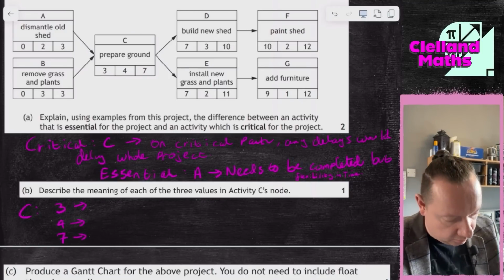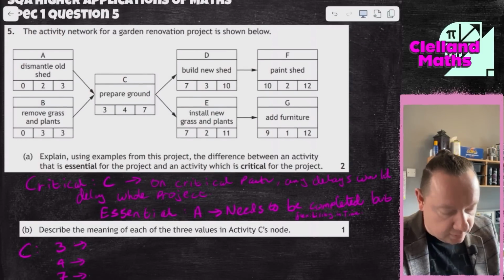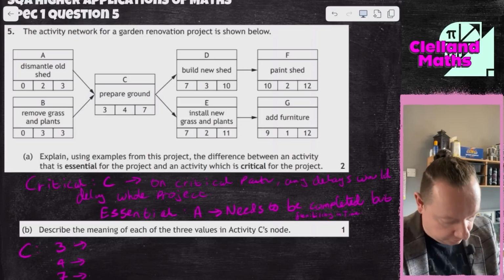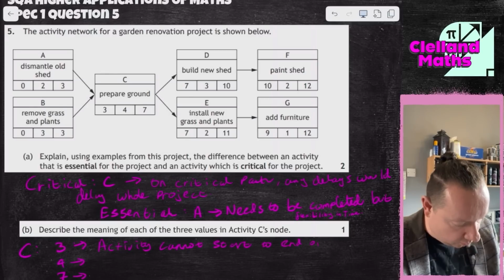So what does that mean? Well, is this about days probably? Let's just assume it's days. 3 means activity starts at the end of day 3. So it cannot start until the end of day 3.